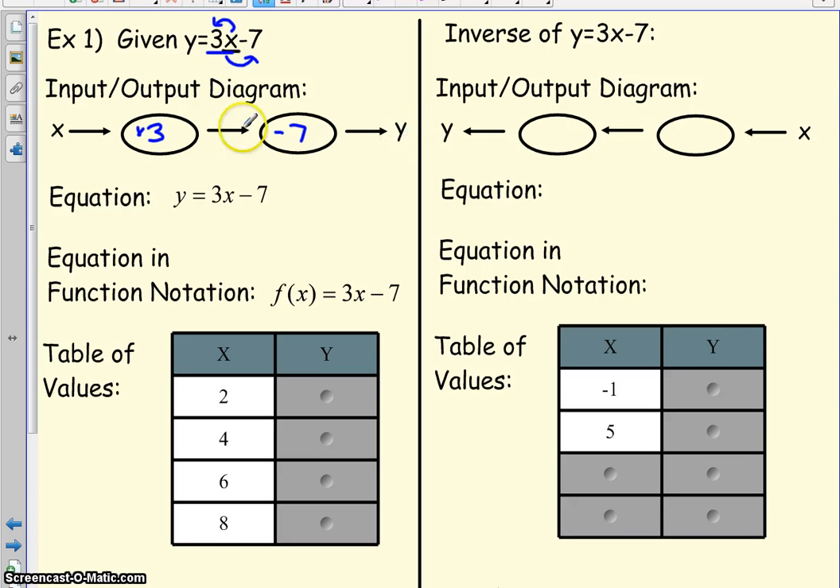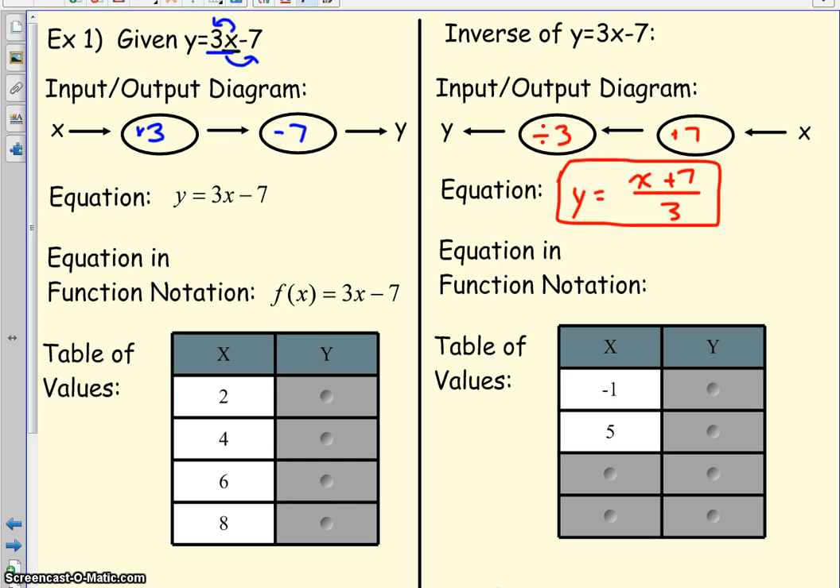So to get the inverse of this, what I'm going to do is, again, do the complete opposite of all these operations and do them in the reverse order. So going backwards, instead of subtracting 7, I'm going to do the opposite, which is going to be adding 7. Okay, and then next, instead of multiplying by 3, I'm going to divide by 3. So what does that mean for an equation? Well, I'm going to have x, and I'm going to add 7, then I'm going to divide by 3, so this whole thing is divided by 3, and that is equal to y. So this right here is going to be the equation of my inverse.